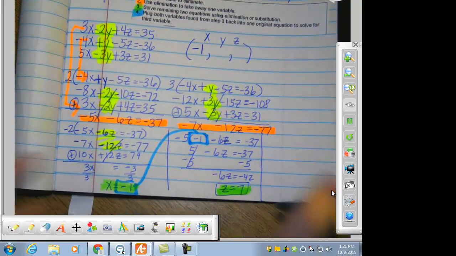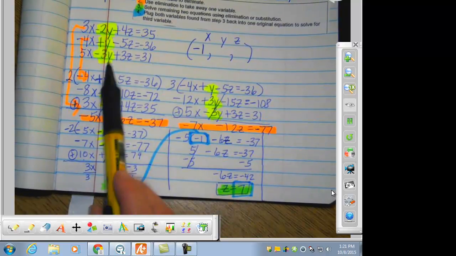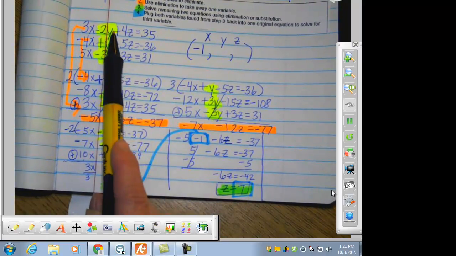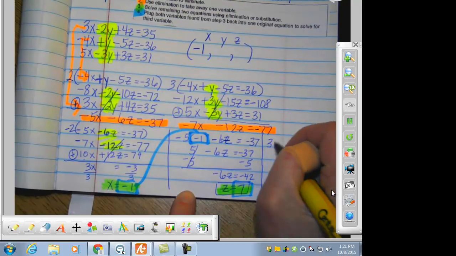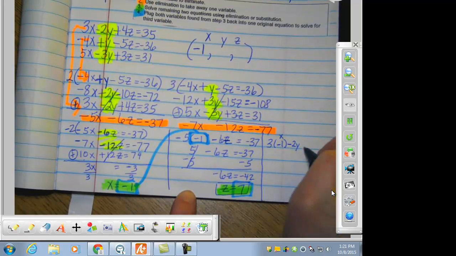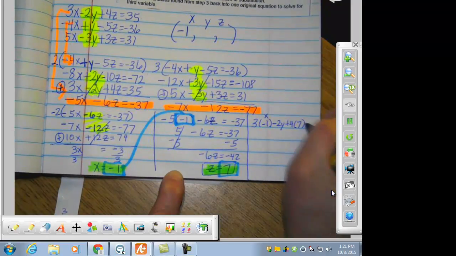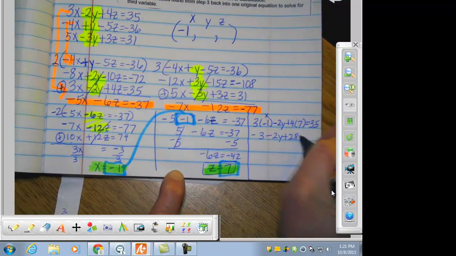Now what am I going to do with the 7 and the negative 1? They're going into one of the originals because I already got two of the variables. Can I now substitute those numbers that I do know into one of the three variable equations? Yes, and so I'm just going to plug it into the top one because that looks the simplest. 3 times negative 1, because that's x, minus 2y, we don't know what y is, plus 4 times 7 is equal to 35. Negative 3 minus 2y plus 28 equals 35.